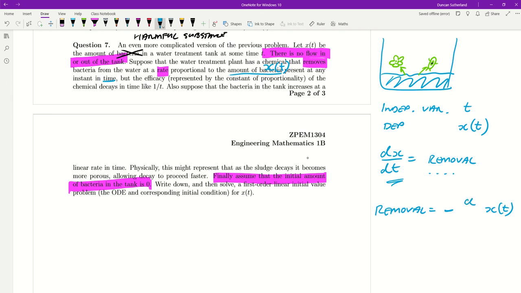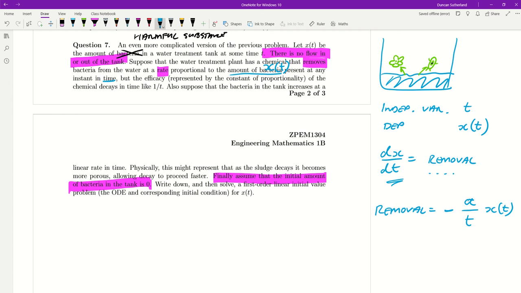So let's go with A over t. So that's our A, the constant of proportionality. The 1 over t term's in there because that's representing the decay of the efficiency of this chemical. And it's all multiplied by x of t because the chemical removes bacteria at a rate proportional to the amount of bacteria present. And the constant of that proportionality isn't really a constant. Instead, it changes in time, like 1 over t. Okay, so that's our removal term.